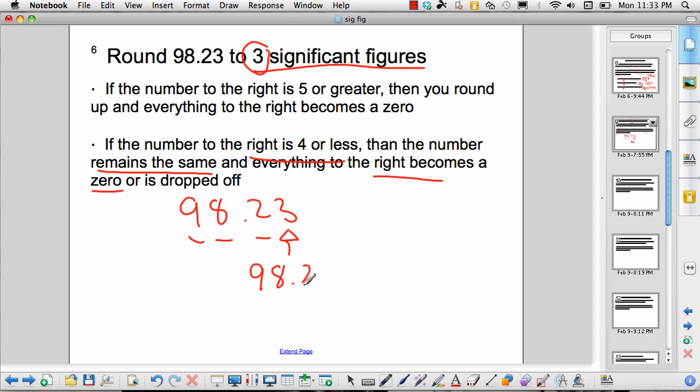98.2, I want that 2 to remain the same because my number next to it, to the right, is 3, so it's less than 4 or less. And we want to drop everything else to become a 0. So my 3 now becomes a 0. So looking at my answer after rounding, and this is just how we would have done this through regular rounding, I have 98.20.